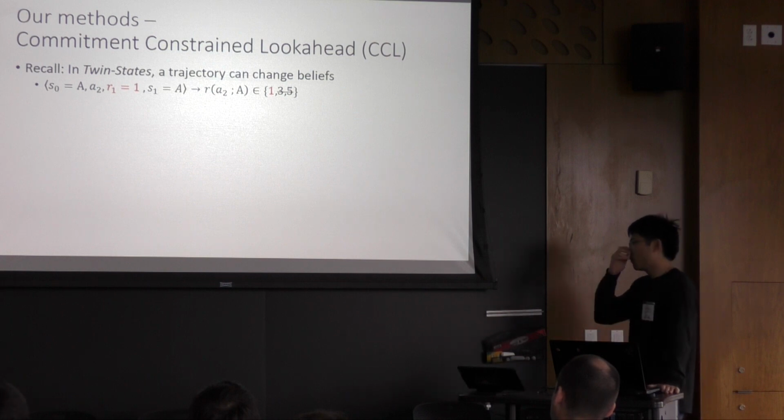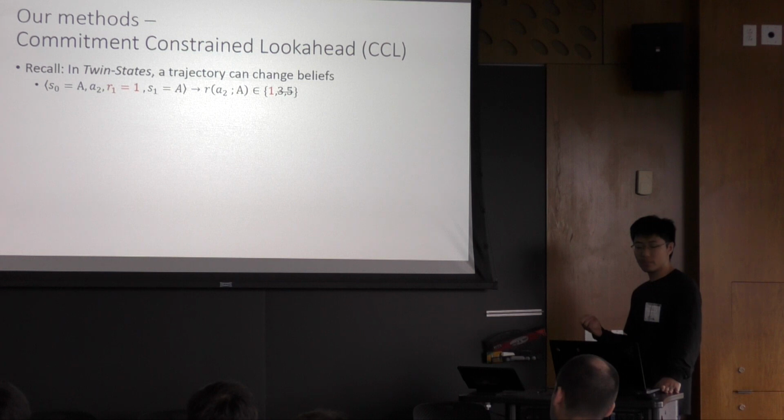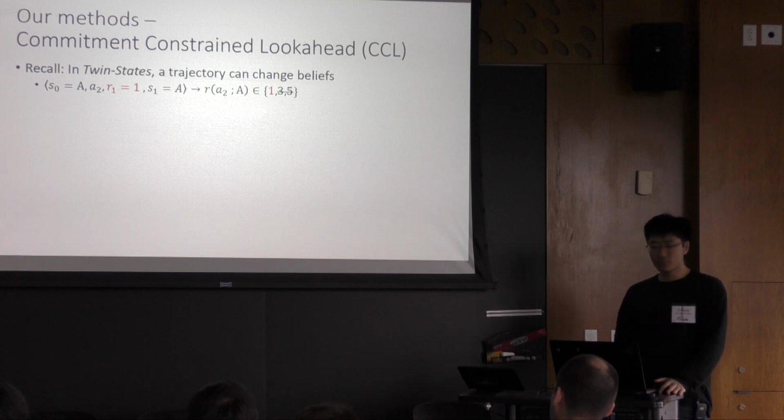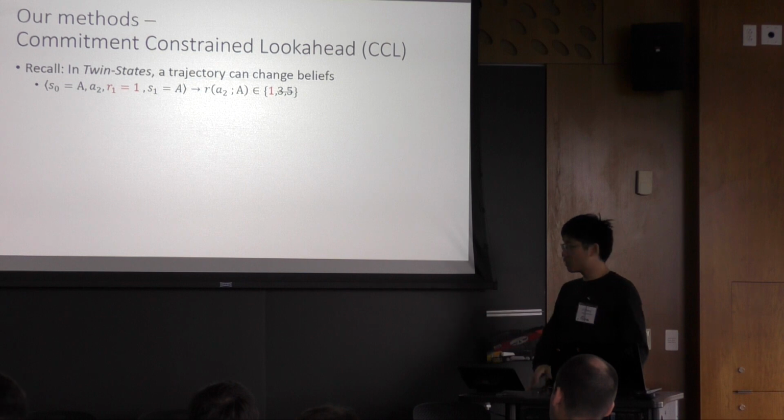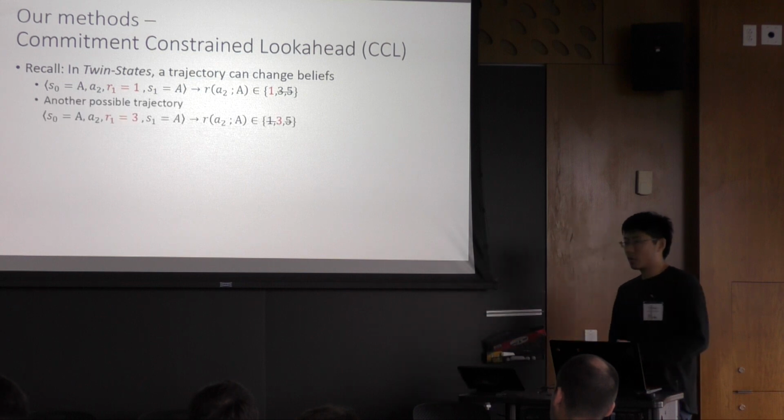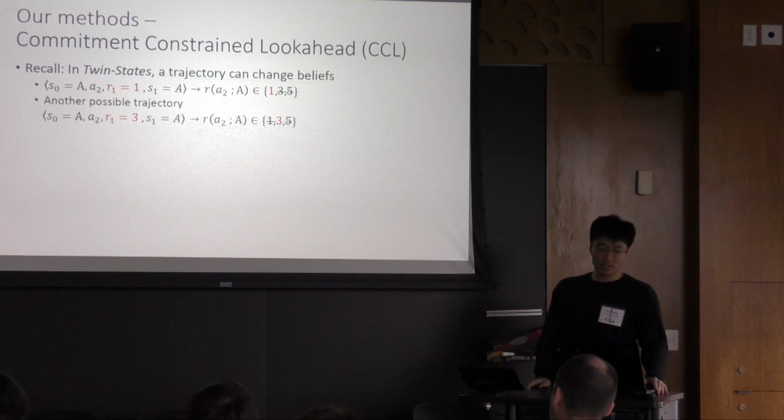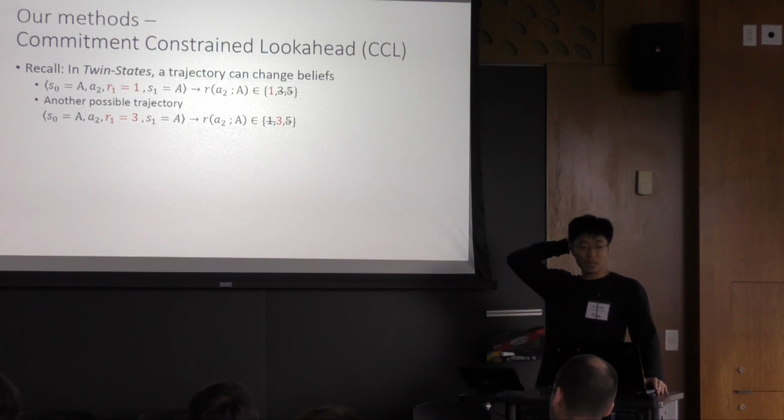Our first method for constructing those constrained policies is called commitment constraint lookahead, or CCL. Recall that a trajectory can change the agent's belief. But we can have more than one trajectory, actually. We can have many more trajectories.